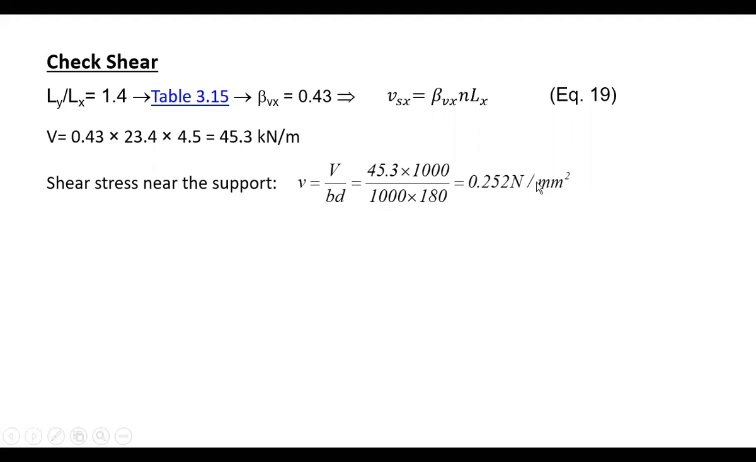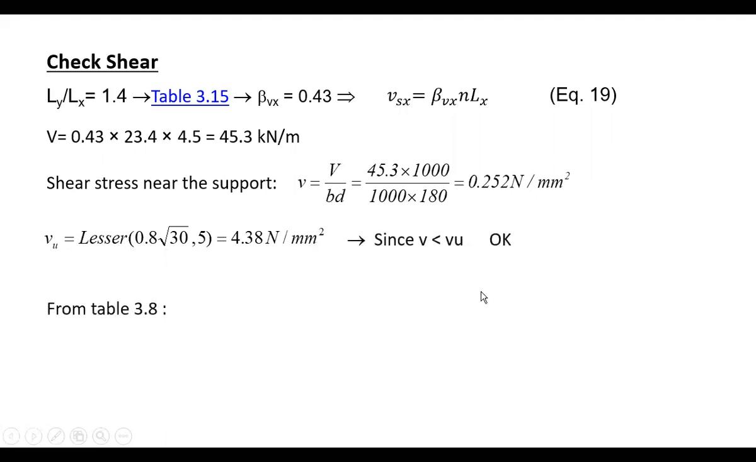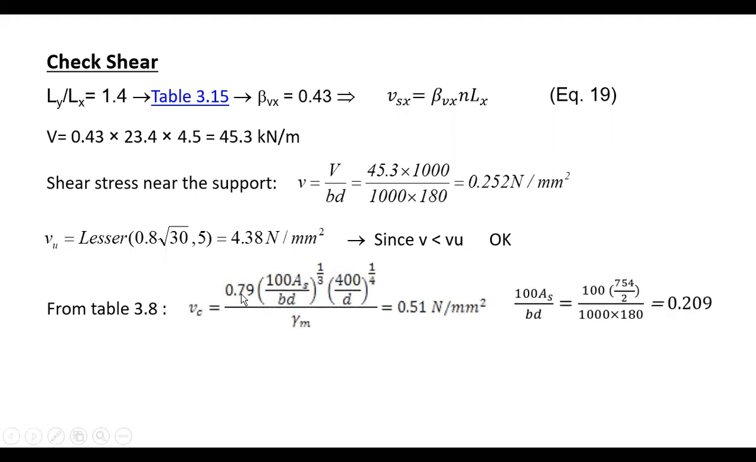We have to compare this one with the Vc, the shear stress carried by the concrete, to be sure that this shear stress is less than the shear carried by the concrete. Also, we have to check that this value is less than the maximum shear stress, the ultimate allowed by the code. And for sure, as I told you, in slabs, the shear is always small in two-way slabs. And of course, you can see it is much lower than the V ultimate. So it means it's okay. We can now go and compare it with the Vc. To get the Vc, we get it from table 3.8 using this equation here. Vc equals 0.79 times (100 AS over bd) to the power 1/3 times (400 over d) to the power 1/4 divided by gamma m.